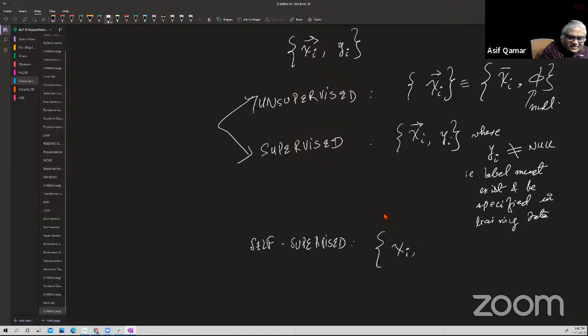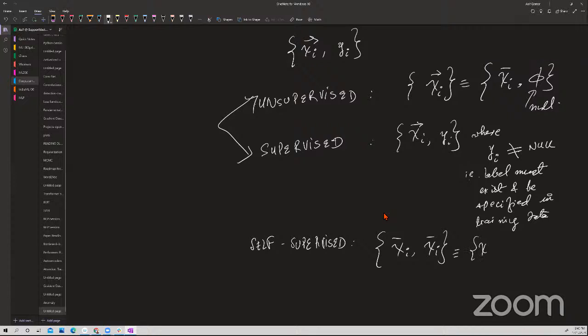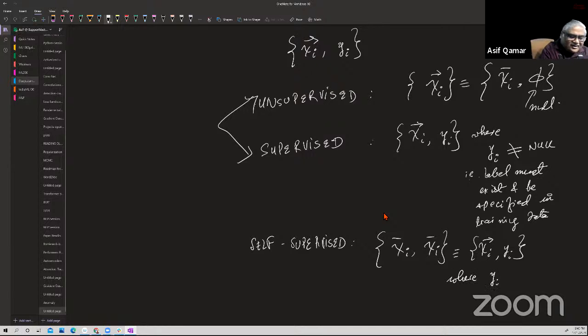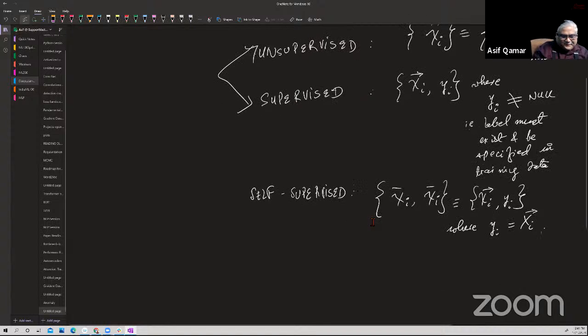Xi and the output is Xi. This is very peculiar. In other words, which is the same as saying Xi, Yi, right? Where yi is equal to xi. When the input and the output are exactly the same, the label is the input, then you have self-supervised. So in other words, you're trying to predict yourself, right? But what is non-trivial about it?